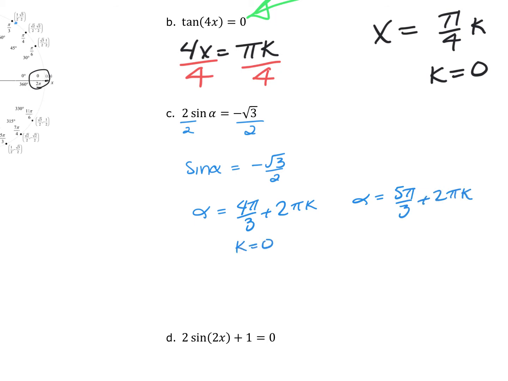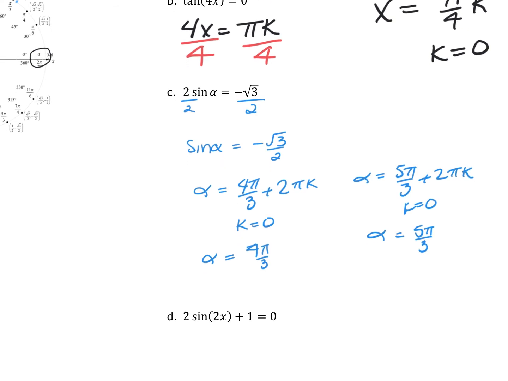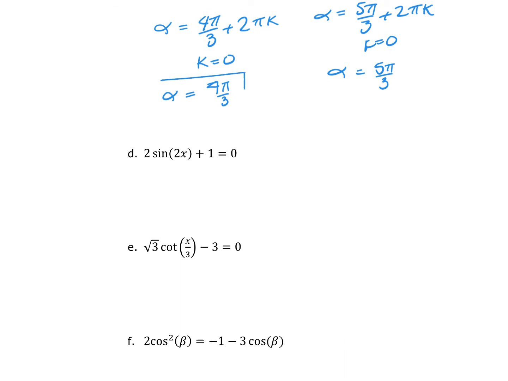When k is equal to 0 is the only solution, because if I add any multiple of 2 pi k, I'm clearly going to be outside that interval from 0 to 2 pi. So these are my two solutions.